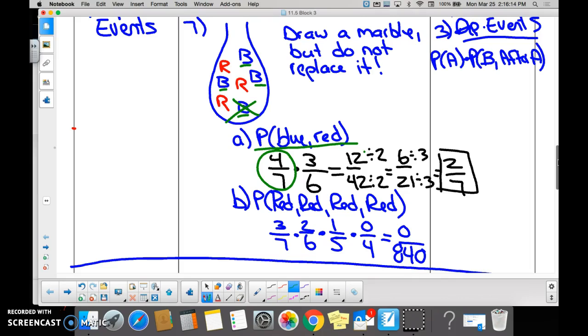So we got 12 out of 42, Lavin said, and we kept reducing all the way to 2 over 7. Yes, no? Yeah. Cool. And then the last example I just gave you of drawing 4 reds, and eventually you ran out of reds, and you're like, it can't happen. You can't draw 4 reds if there's only 3 in there. Any questions?